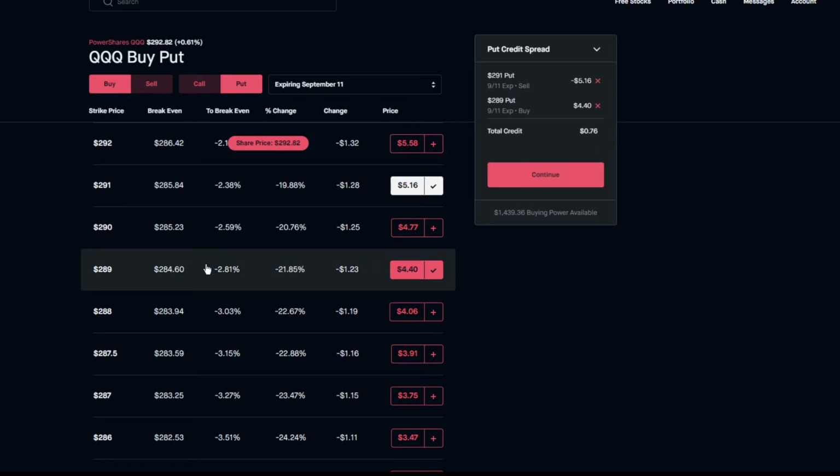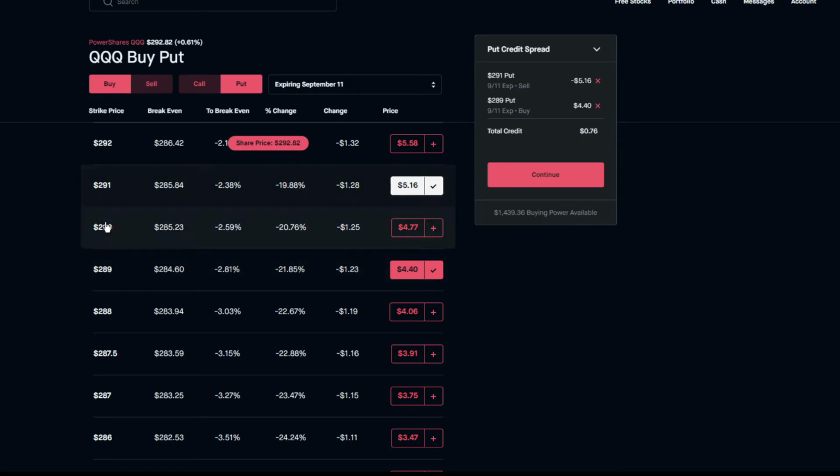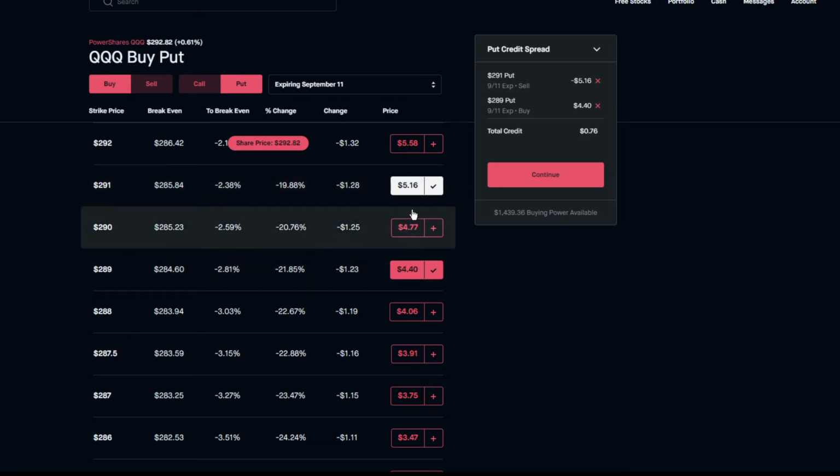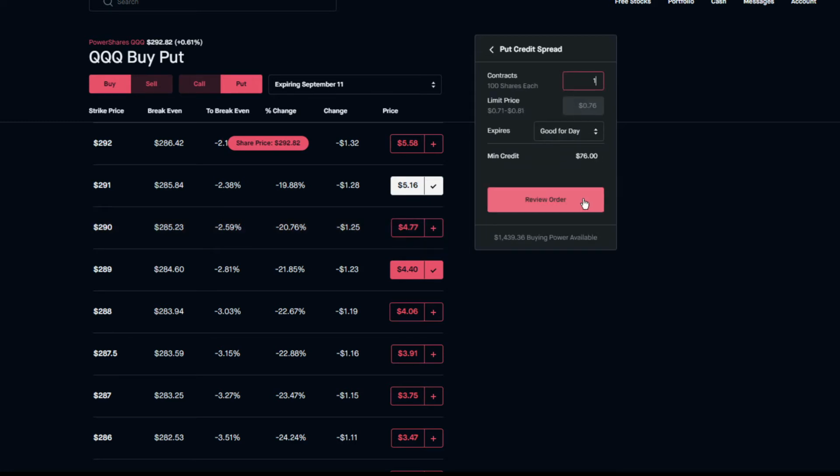And the collateral that you'd be putting up would be the difference of the strike prices times 100, basically. So now this, for example, is $2, so the risk right here would be 200, right? But do keep in mind that you are getting a credit for this right over here. So the credit that you'd be getting is around $76.